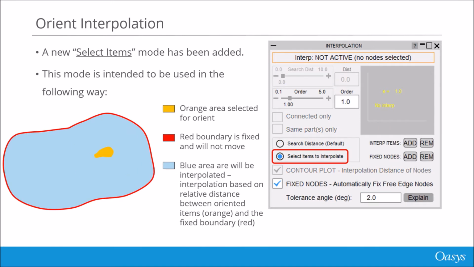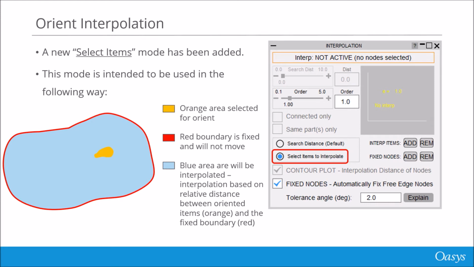So in Oasys 17, we've added a new interpolation option called Select Items. Now this is different to the search distance in that instead of the interpolation being based on a distance away from the selected area for orientation, it's instead based on what you select to interpolate. So let's take this example here again.